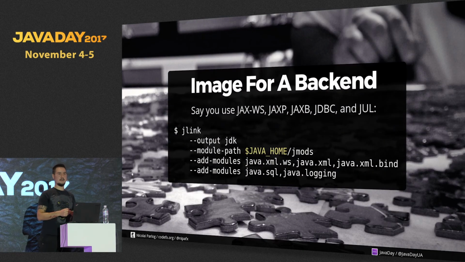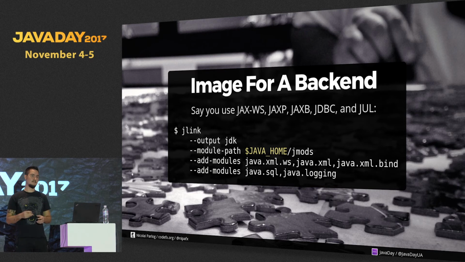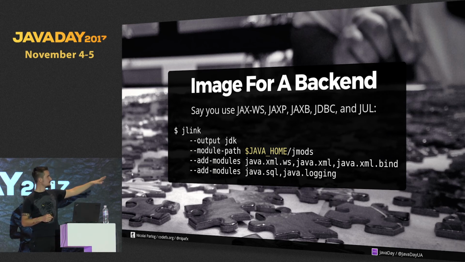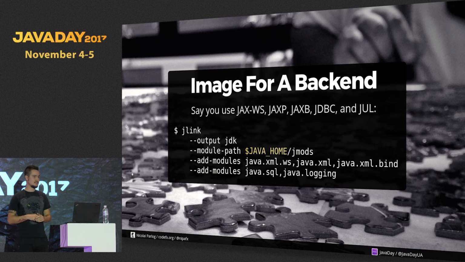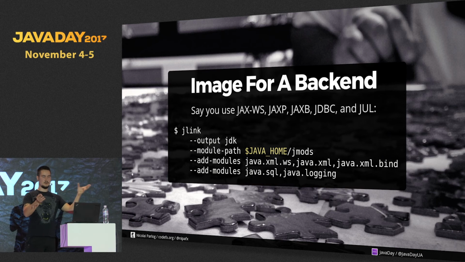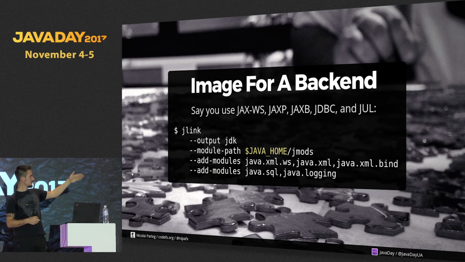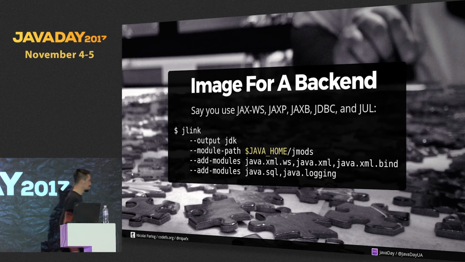Now let's say you have a backend and it just randomly pulls some well-used JDK APIs. Let's say it uses JAX-WS, JAXP, JAXB, JDBC, and java.util.logging. And you know that because you analyzed your code with JDeps, for example, and it showed you use these JDK modules. Then you could create an image which contains just these modules. So there's no reason to make two lines out of this. It just didn't fit in one line.